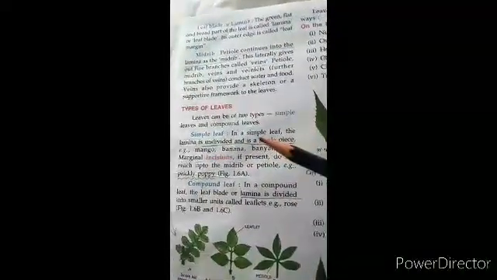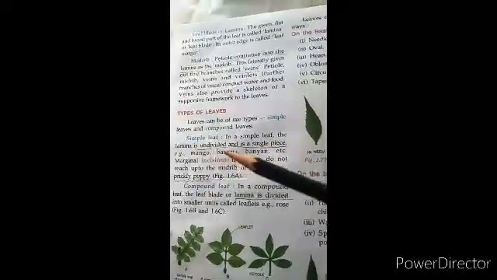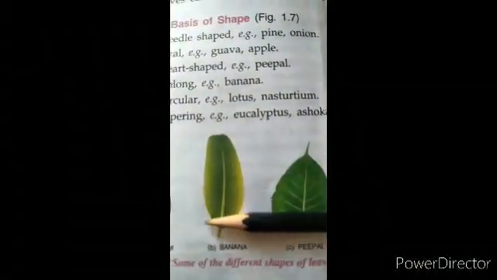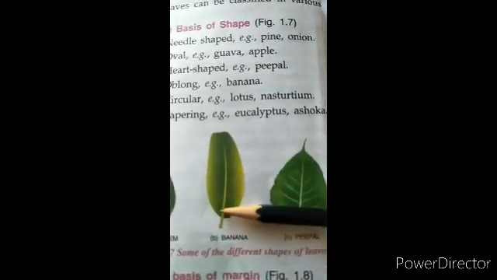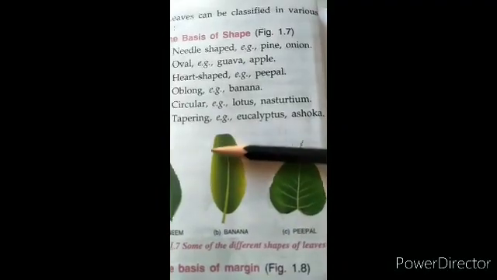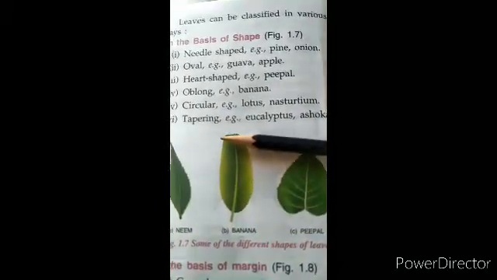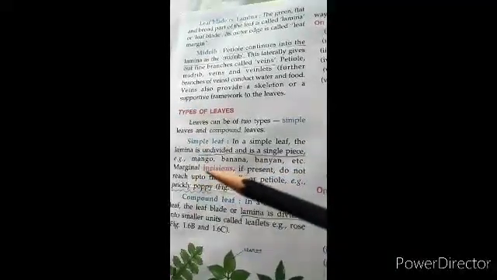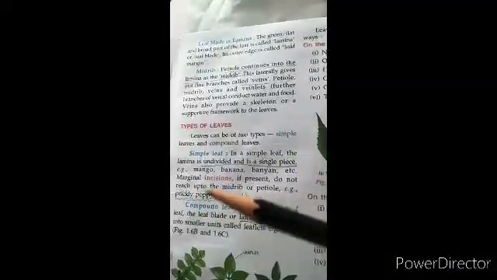A simple leaf, we will find that the lamina is undivided. It's a single piece. The entire leaf is undivided. For example, here you can see this is one continuous lamina for one particular leaf. Such a leaf is known as a simple leaf. The examples are mango, banana, and banyan, in which we will find such leaves. But there may be certain leaves that can give us the idea that they are not simple leaves, but they will be.